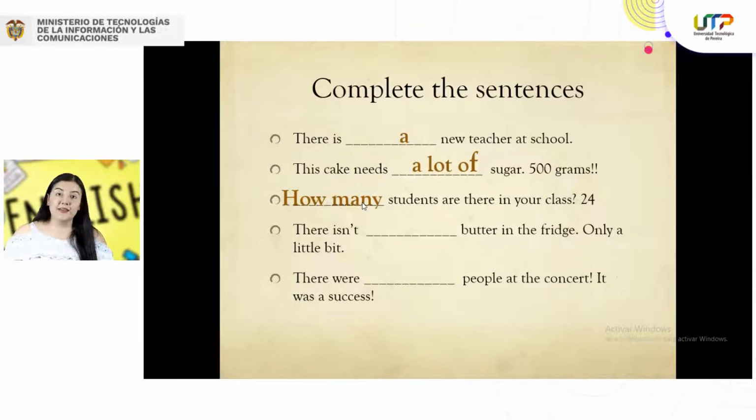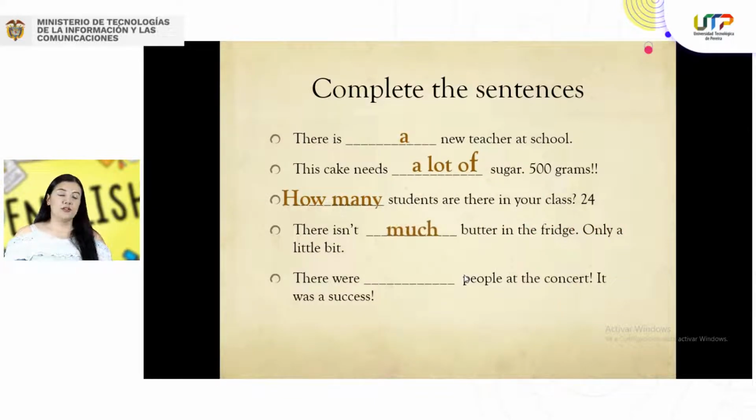La siguiente es negativa. Miren que dice, there isn't. Es decir que debo usar uno de los quantifiers que acabamos de ver, que era para negativo. Entonces, ¿qué podría yo decir allí? Vamos a revisar el contexto. Entonces dice, there isn't, hay un espacio, y después nos cuentan, butter in the fridge, only a little bit. ¿Qué podrá ser?